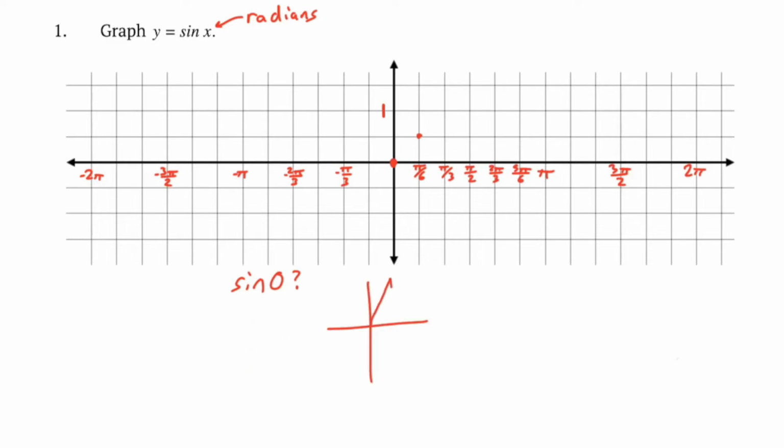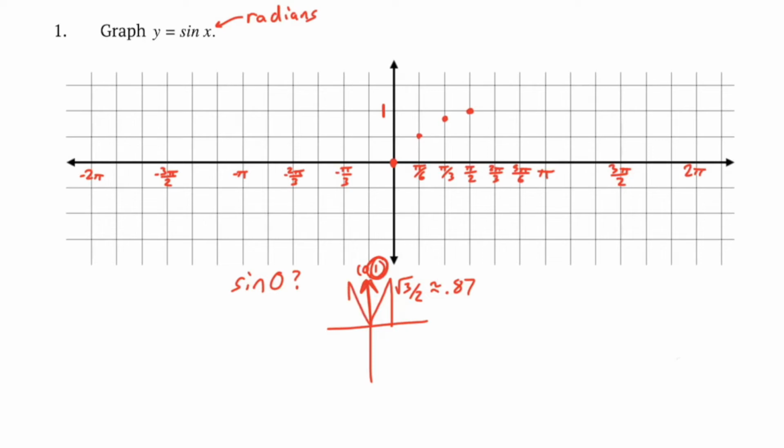So pi over 3 would be the tall, skinny triangle. Again, sine is the y value, and since that's the tall side, that would be square root of 3 over 2, which is about 0.87. So I'll graph that up here pretty close to 1. And then pi over 2 is easy because that's like 90 degrees. That's just straight up here. Again, that's the point 0 comma 1. So I'm just going to take the y value, which is 1. So pi over 2 comma 1. That gets us to the maximum height of this graph.